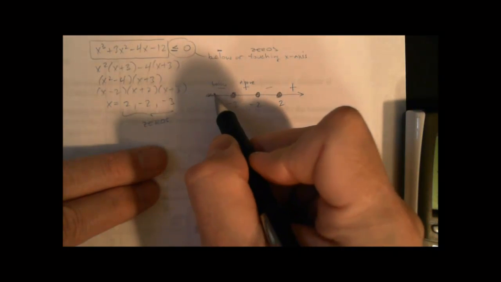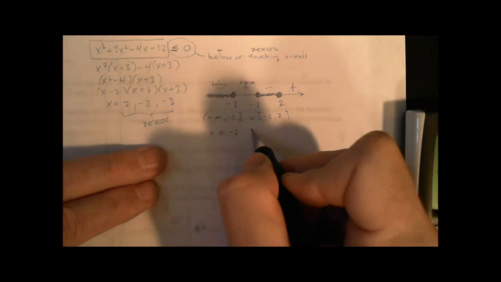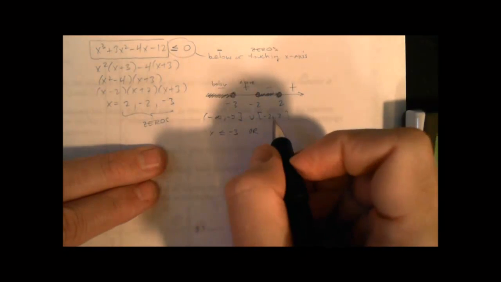So I can simply color in the parts I want to keep. That and that represent my solution, or equivalently, minus infinity to -3 bracket union -2, 2. Or equivalently, x less than or equal to -3, or you can write union, -2 less than or equal to x less than 2. All three of these answers are equivalent and correct.